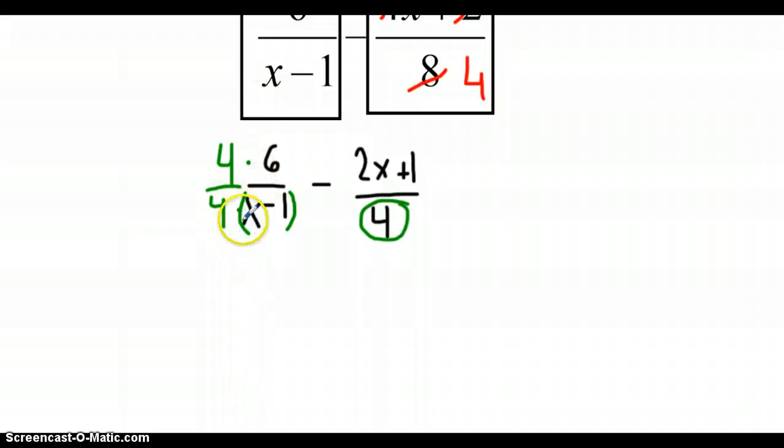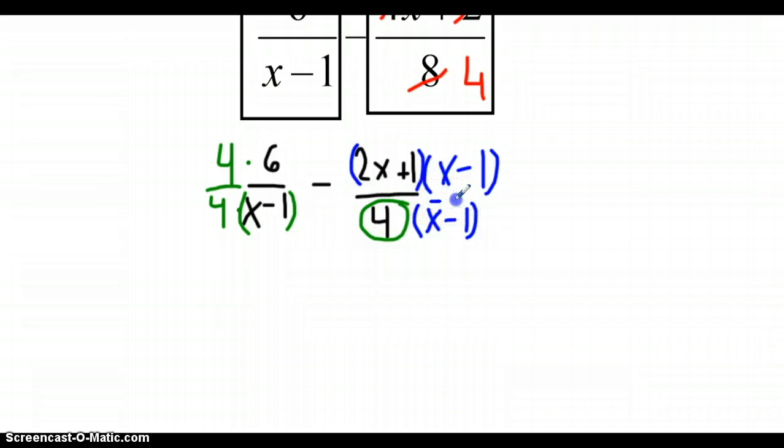Notice I've put parentheses around my x minus 1 because we will have to distribute this 4 to both terms. On the other side, I'm going to be multiplying by its opposite denominator, which is x minus 1. So on the top, I need to do x minus 1, and in the denominator, I'm going to do x minus 1. Again, we have to do it to the top and the bottom to make sure that our fraction stays equivalent. All right, so let's go ahead and simplify.